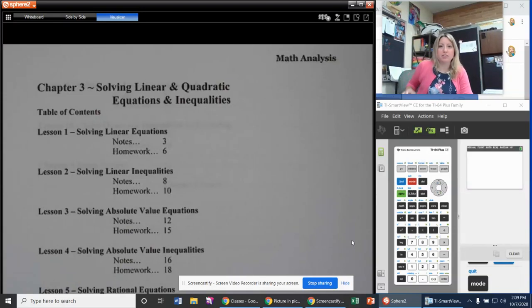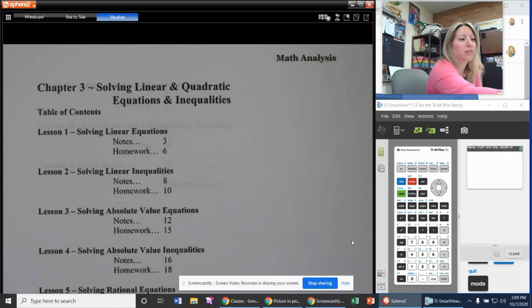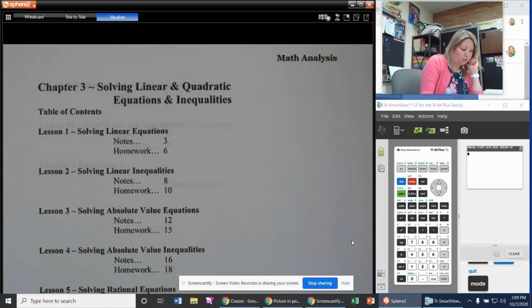Hello, math analysis. We are starting chapter 3. You must be psyched. Chapter 3 is awesome. We're going to solve linear equations and quadratic equations and inequalities. And yeah, baby, fun times. We got this. So, lots of solving equations in this chapter, as we can see, lots of solving inequalities in this chapter, as you can see.